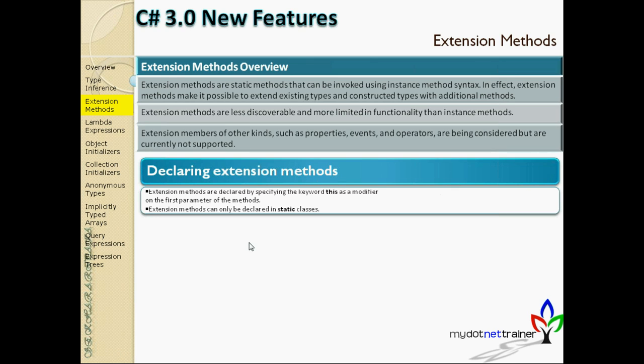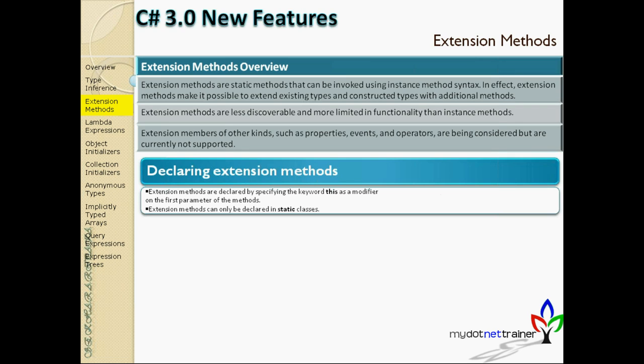Number one. Extension methods are declared by specifying the keyword this. If you remember, this keyword is also used when we did indexers for collections. An indexer is pretty much like a property with getters and setters, except it accepts a parameter by the keyword called this. And in general, this refers to the current instance of the class.